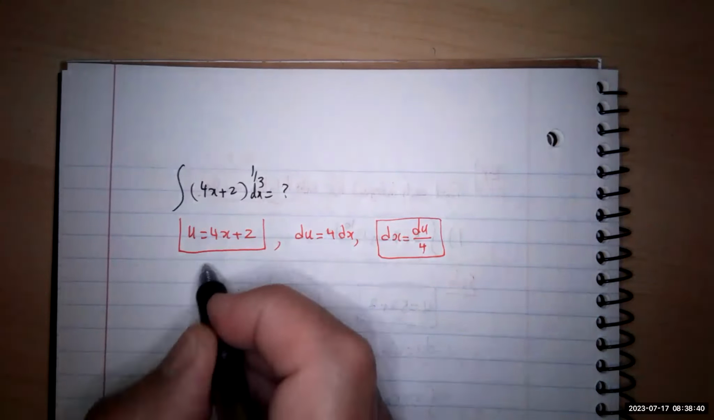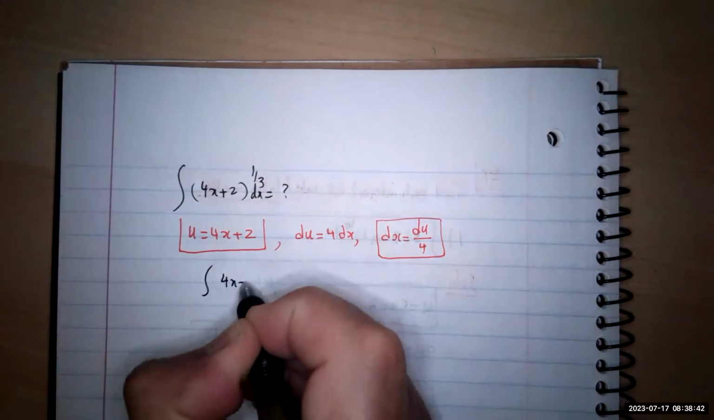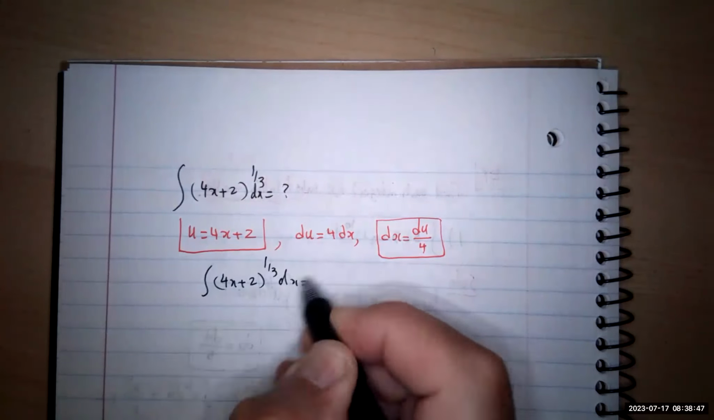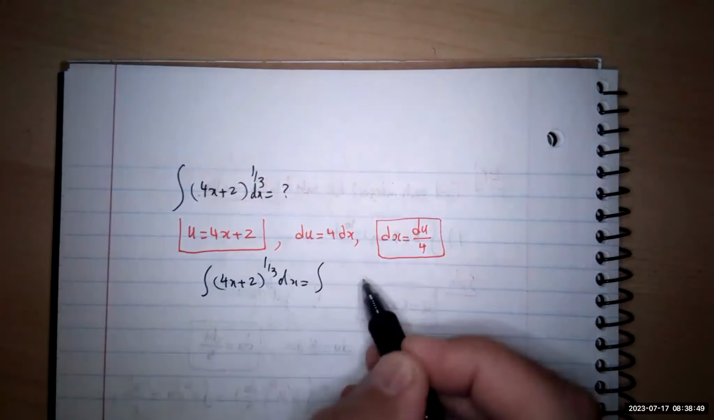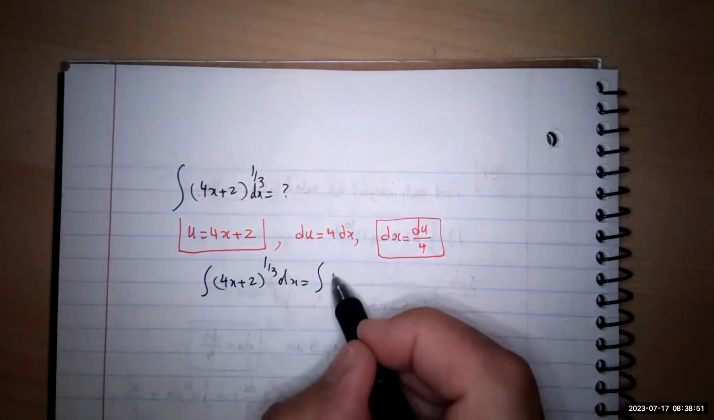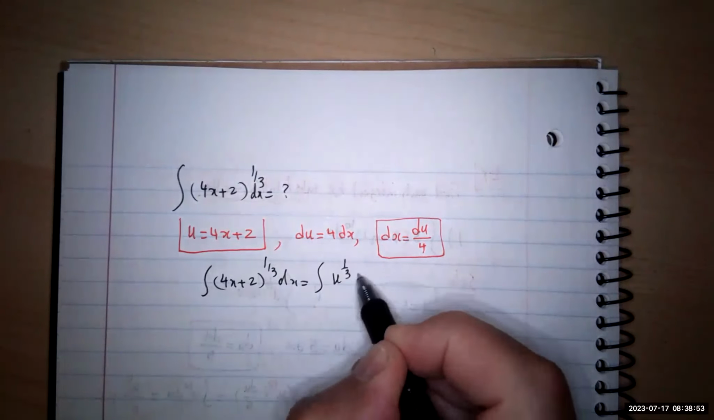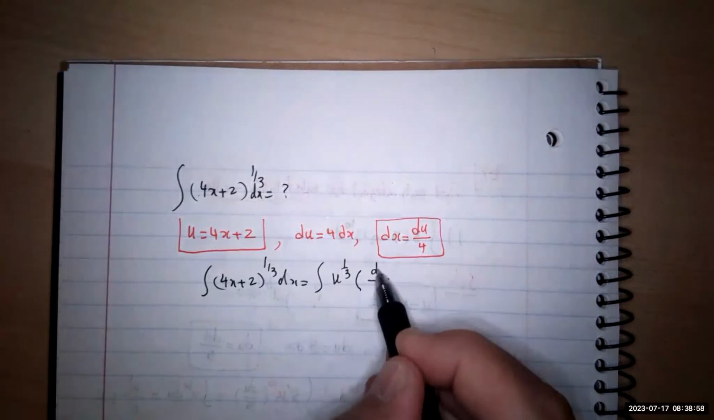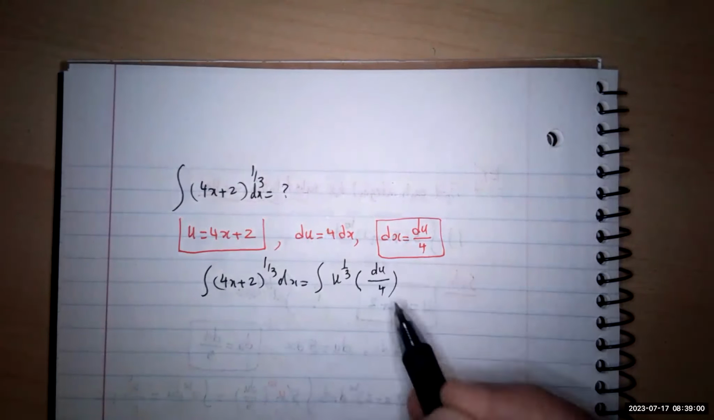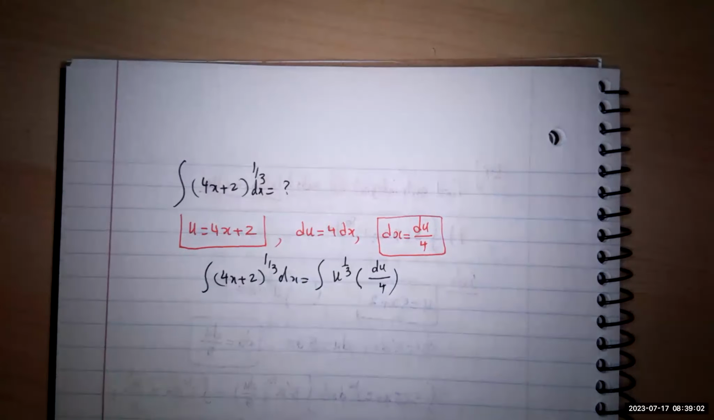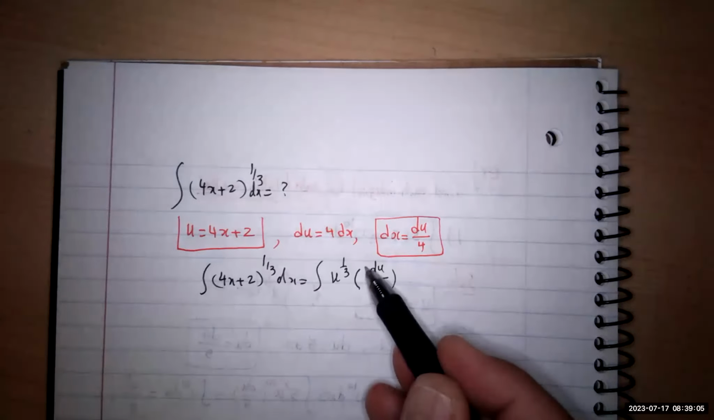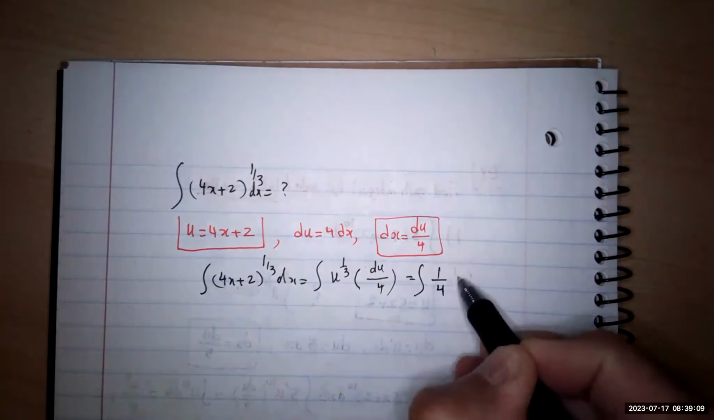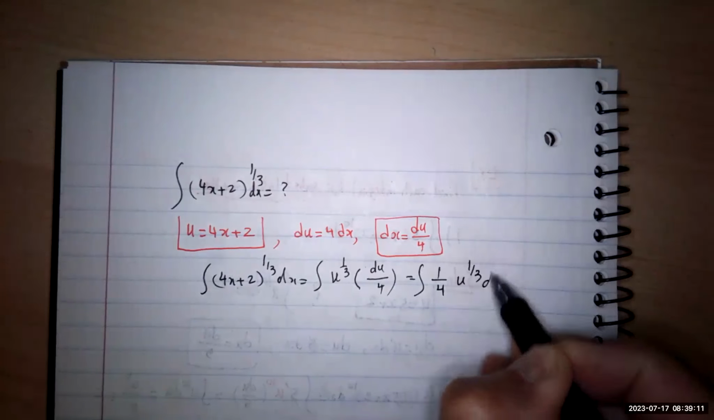So originally we have (4x + 2) to the 1/3 dx. Now substitute: 4x + 2 is u, so it's going to be u to the 1/3 times dx. Your dx is du divided by 4. You see, there is nothing to simplify here. So there is a leftover, and the leftover is a quarter.